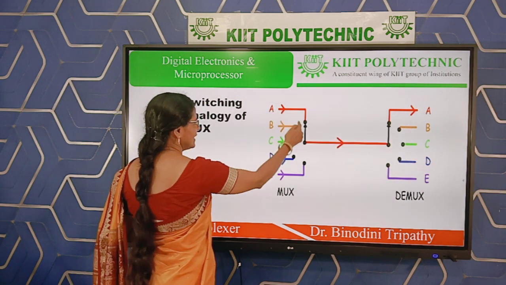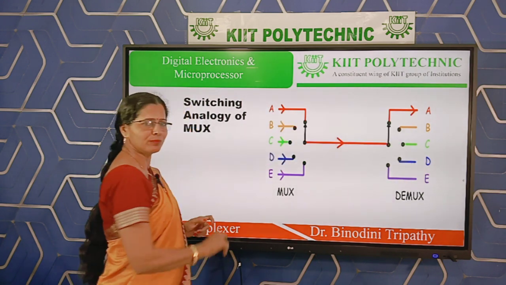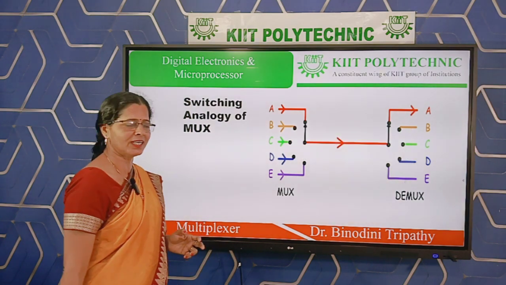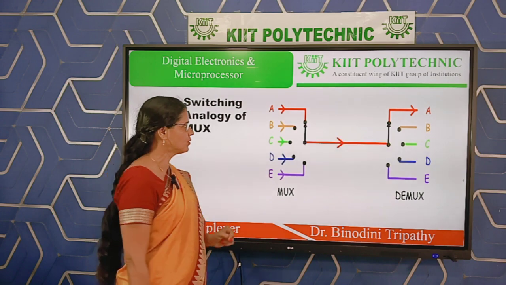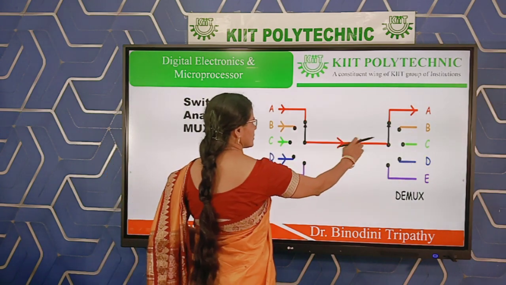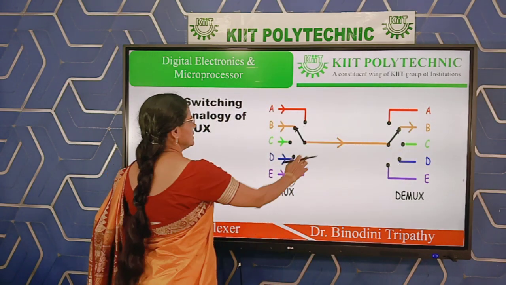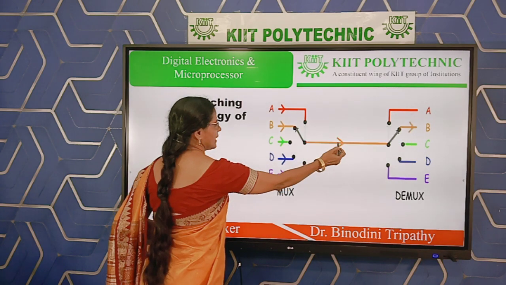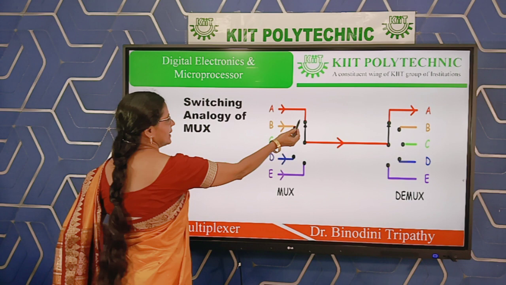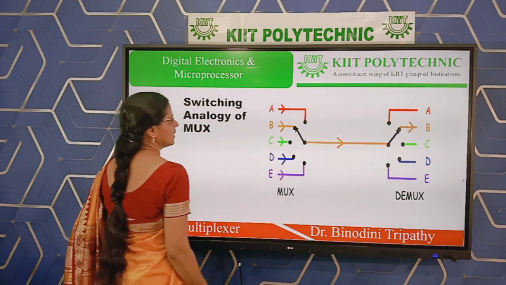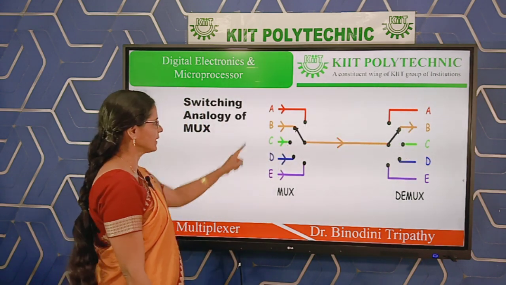When A is selected, your switch will be connected to the A input. The circuit is constructed like that. When the A input is to be selected and routed to the output, this is the output of the MUX. Forget about this. This is the output of the MUX. Suppose we want A here. Now see how, when A is connected, this is red. That means A will be available at the output like that.